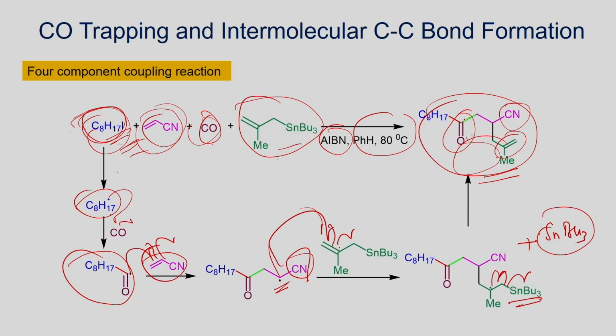You will be able to make multiple carbon-carbon bonds. Here you make a carbon-carbon bond between this alkyl halide and the carbonyl group. You also make another bond between this carbonyl group and this vinyl tin. In this way, you can make multiple carbon-carbon bonds using the radical reaction.